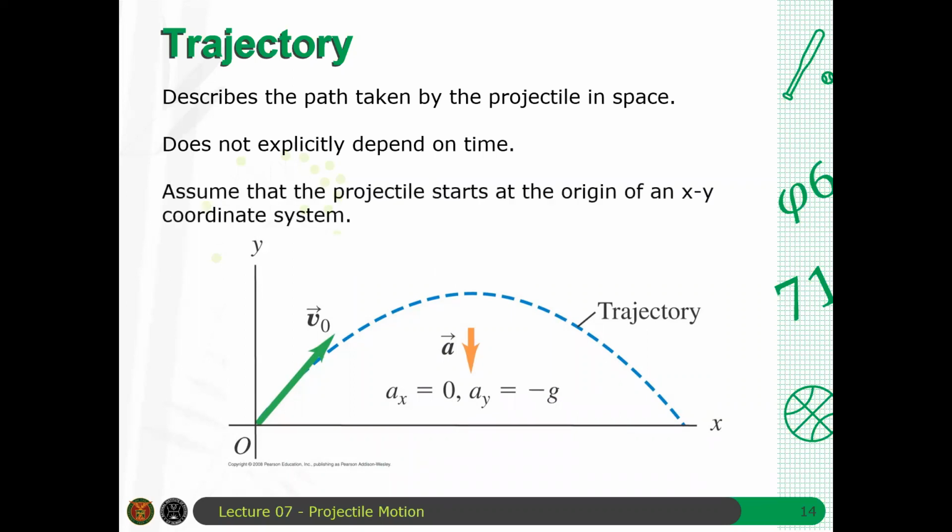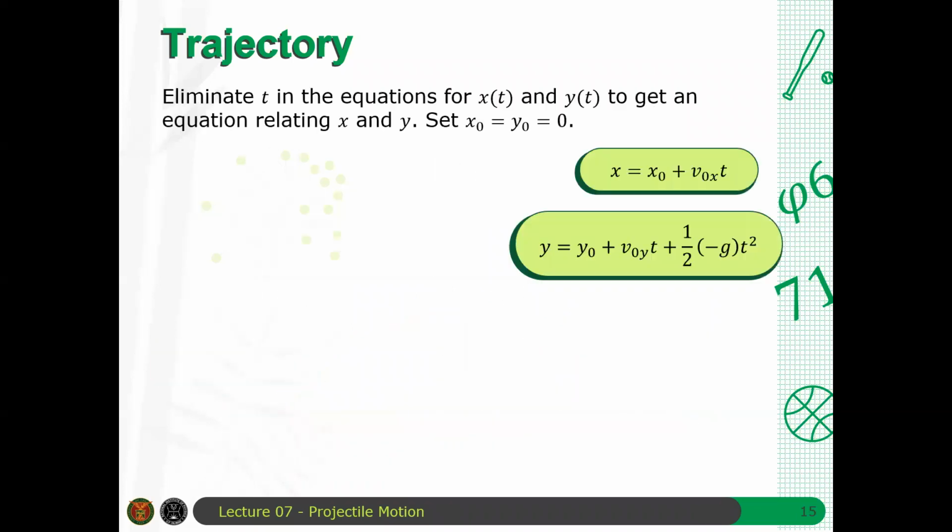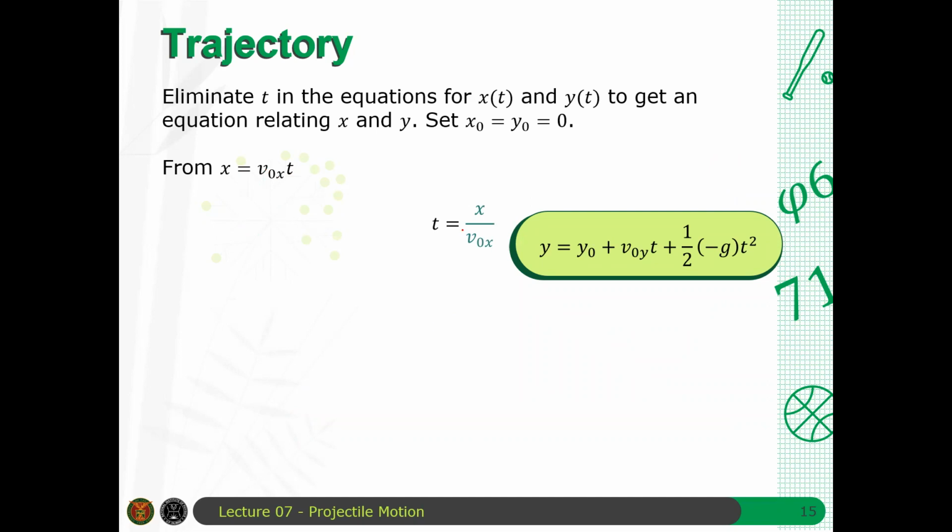So, assume that the projectile starts at the origin of the xy coordinate system that looks like this. Now, from here, what you can do is solve for t in terms of x. Ang gagawin mo, i-isolate mo itong t. So, from x equals, and we will assume na x naught is 0, dividing both sides by v naught x, we get t equals x over v naught x.